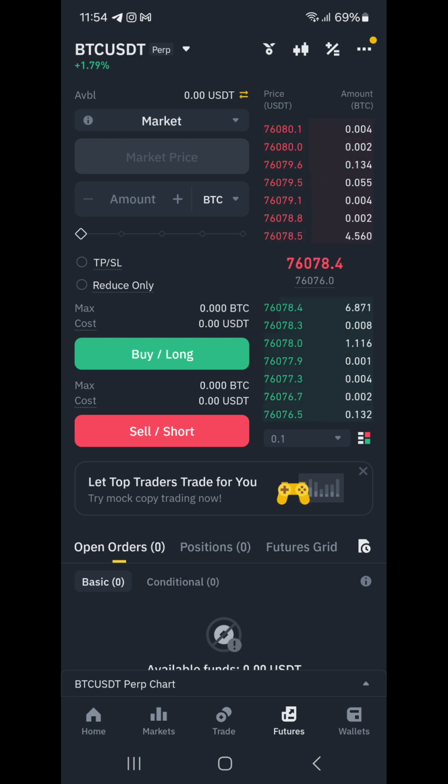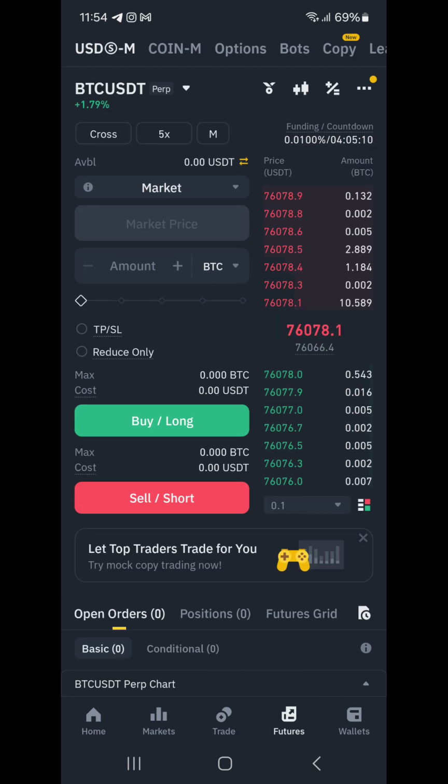So with the USD-M, that is what you receive. They are stable coins, so whatever you get at the end of the transaction is the same thing. So let's get more understanding when we use the word coin-M.